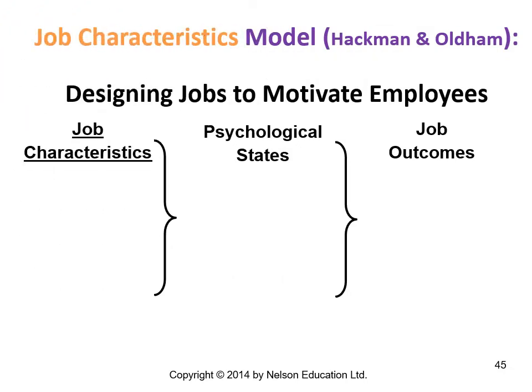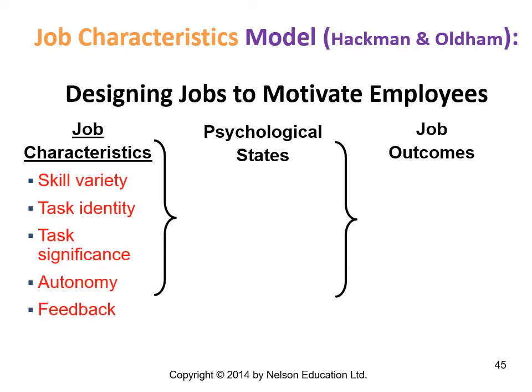The second model that we're going to look at is by Hackman and Oldham, and they talked about the job characteristics model. You're going to start to see some themes here when we're talking about designing jobs to motivate employees. In this model, they said that there are certain job characteristics, things like skill variety and task identity. What they mean by that is that I can identify what I do and I can understand the significance of that. So task identity and task significance: understanding how my job relates to the whole success of the organization.